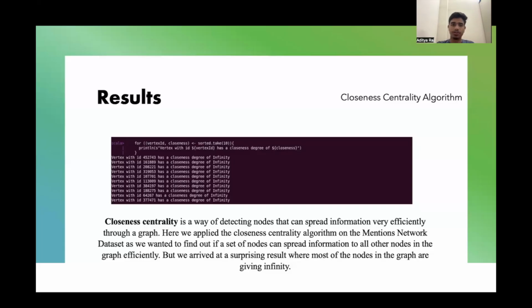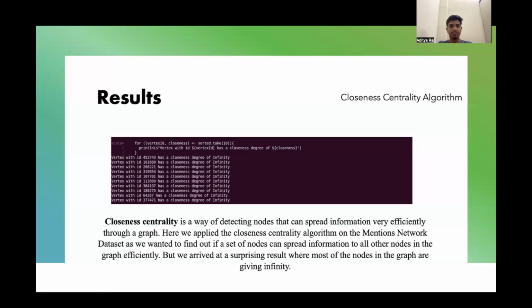Okay, so now let's look at the next set of results which we have received from our multi-node cluster setup, and that is closeness centrality. Closeness centrality is a way of detecting the nodes which can efficiently spread information throughout a graph. Here we decided to implement this algorithm on the mentions network dataset as we wanted to compare how strong it is in spreading information to retweeting.